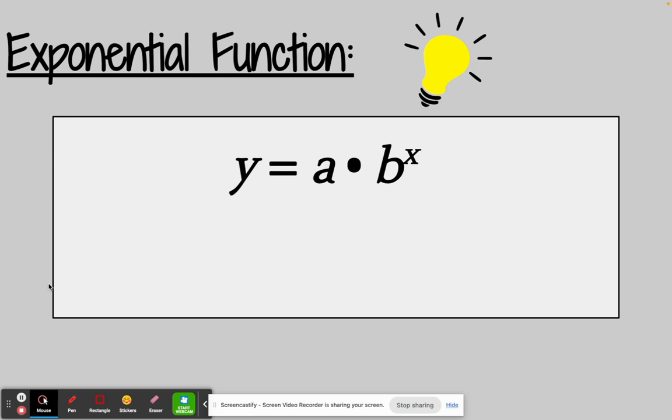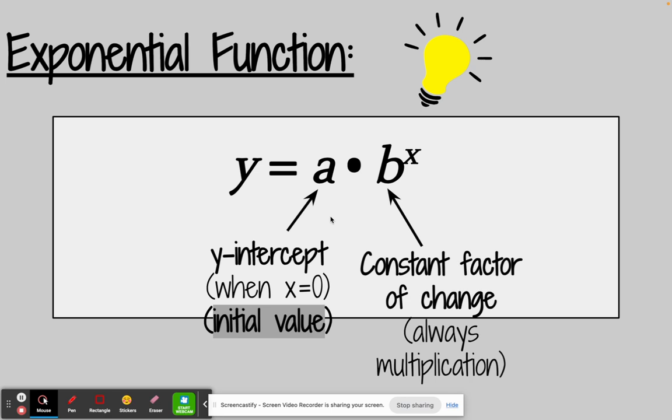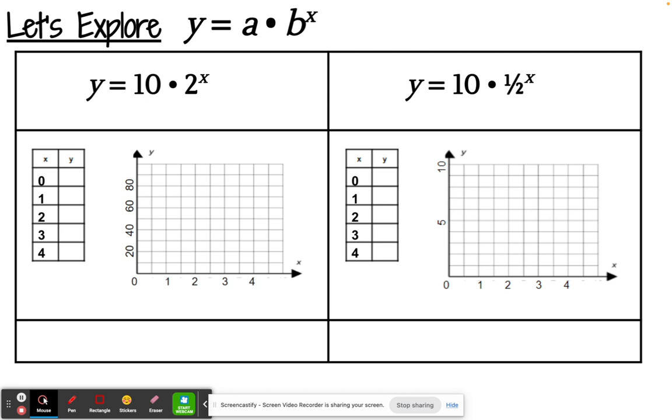As you may recall, our exponential geometric functions are written as y equals a times b to the x, where a is our starting point, our initial value when x equals 0, and b is our constant factor of change. It's always multiplication. So let's look at an example.